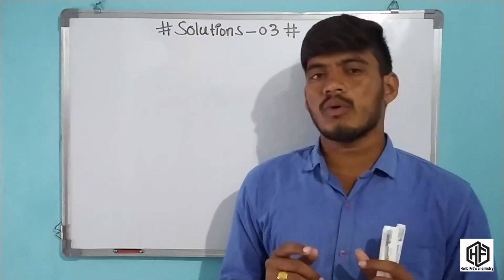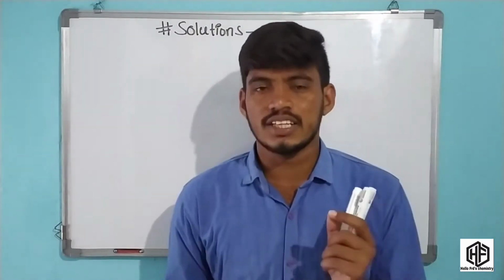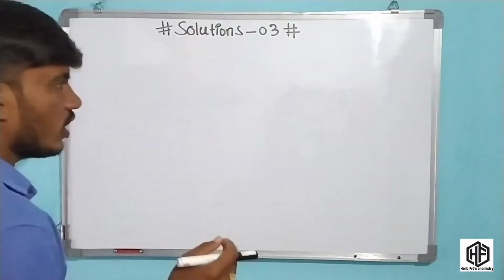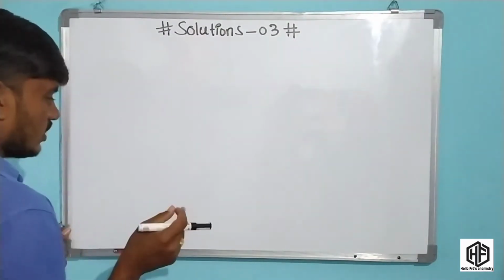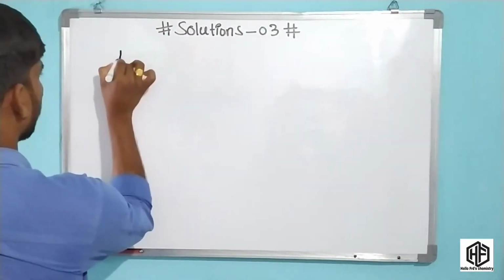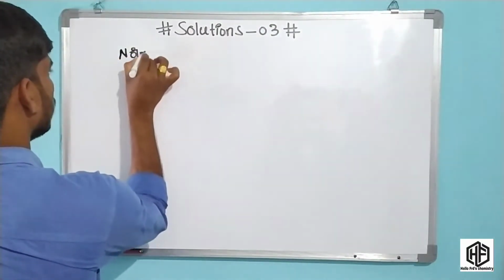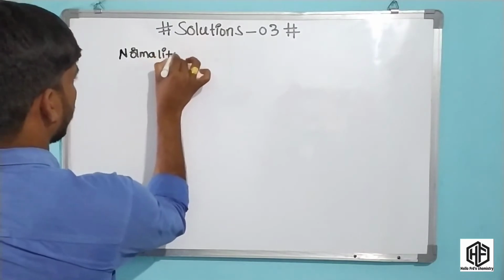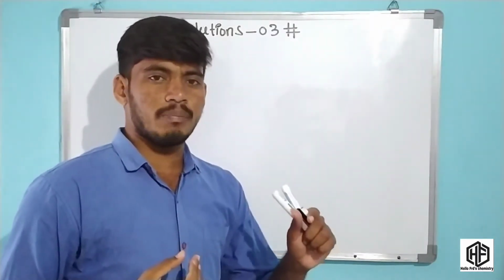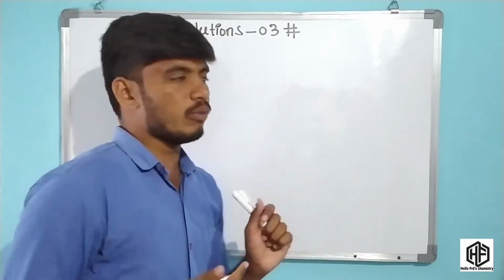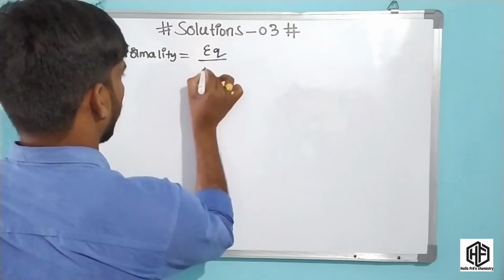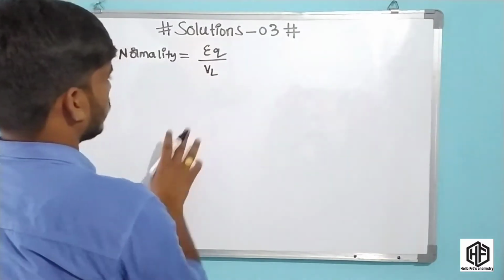Now one more important point in the temperature dependent terms is normality and molarity. What is the simple relation between normality and molarity? Friends, normality is equal to the number of equivalents of solute present in 1 liter volume of solution. That is called normality: equivalent divided by volume of solution in liters.